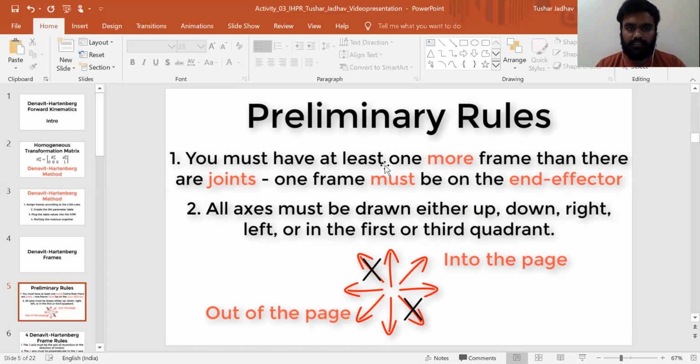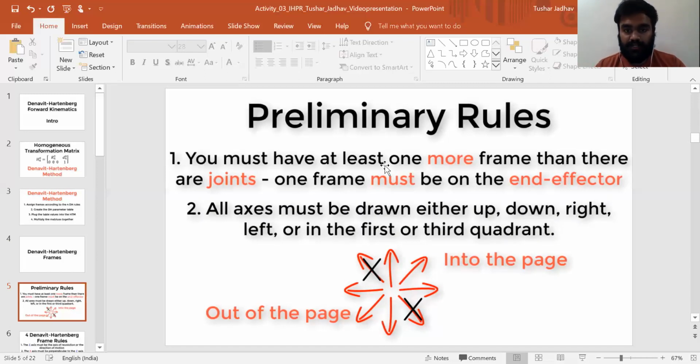The first rule is you must have at least one more frame than there are joints. For example, if you have 3 joints, you should have 4 frames. If you have 4 joints, you should have 5 frames, and one frame must always be attached to the end effector. So one frame at the end effector and the others should be at the joints.